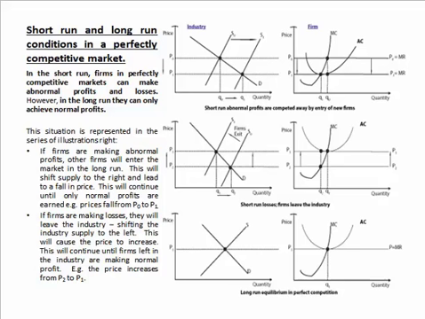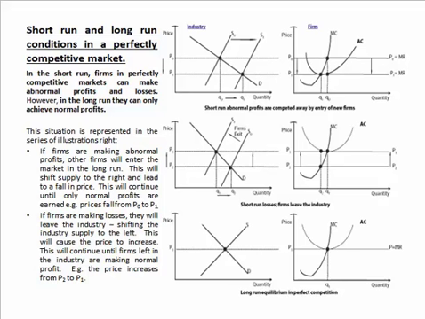This situation is represented by a series of illustrations. These illustrations are on the right. If the firms are making abnormal profits, other firms will enter the market in the long run. This will shift supply right and lead to a fall in price. This will continue until only normal profits are earned, e.g. prices fall from P0 to P1.